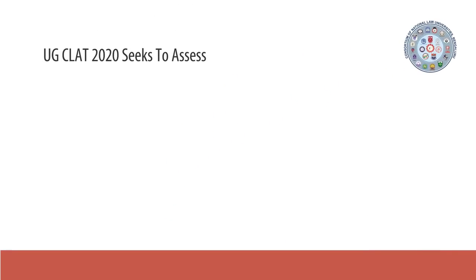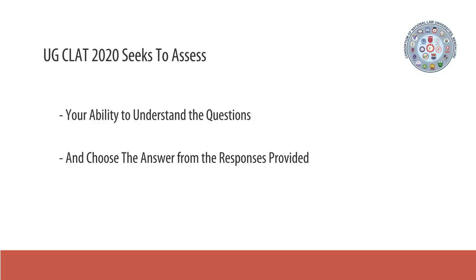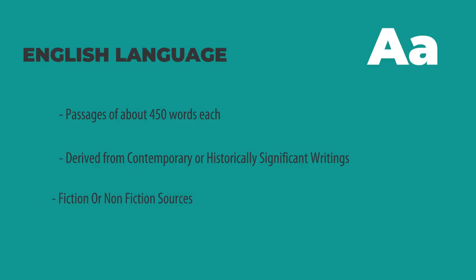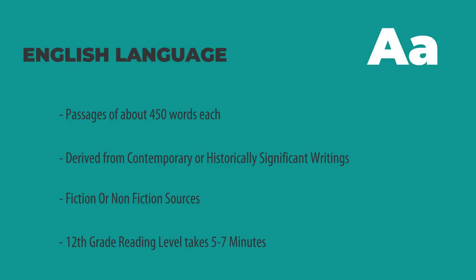From each subject, you will be asked questions that seek to assess your ability to understand the question and to choose the correct answer from the responses provided. In the English language section of the UG CLAT 2020, you will be provided passages of about 450 words each. These passages will be derived from contemporary or historically significant fiction and non-fiction writing and would be of a standard that a 12th standard student may be able to read in about 5 to 7 minutes.